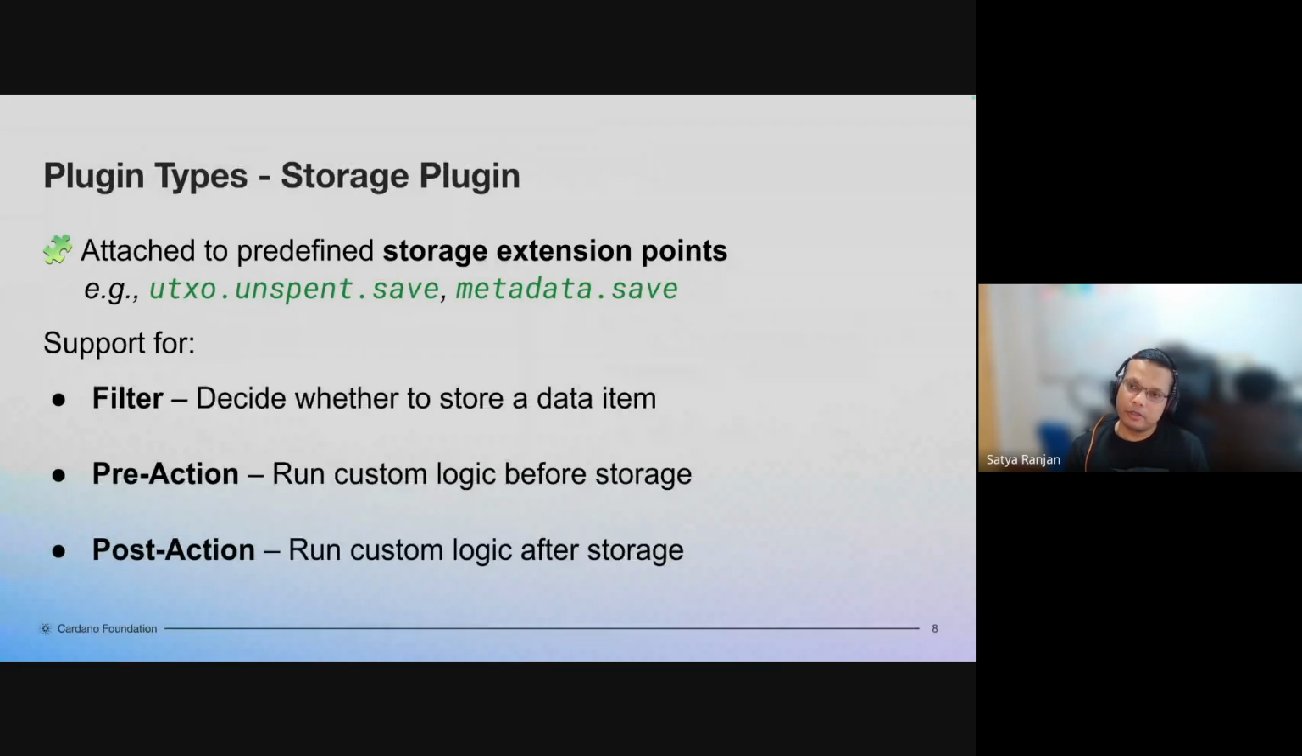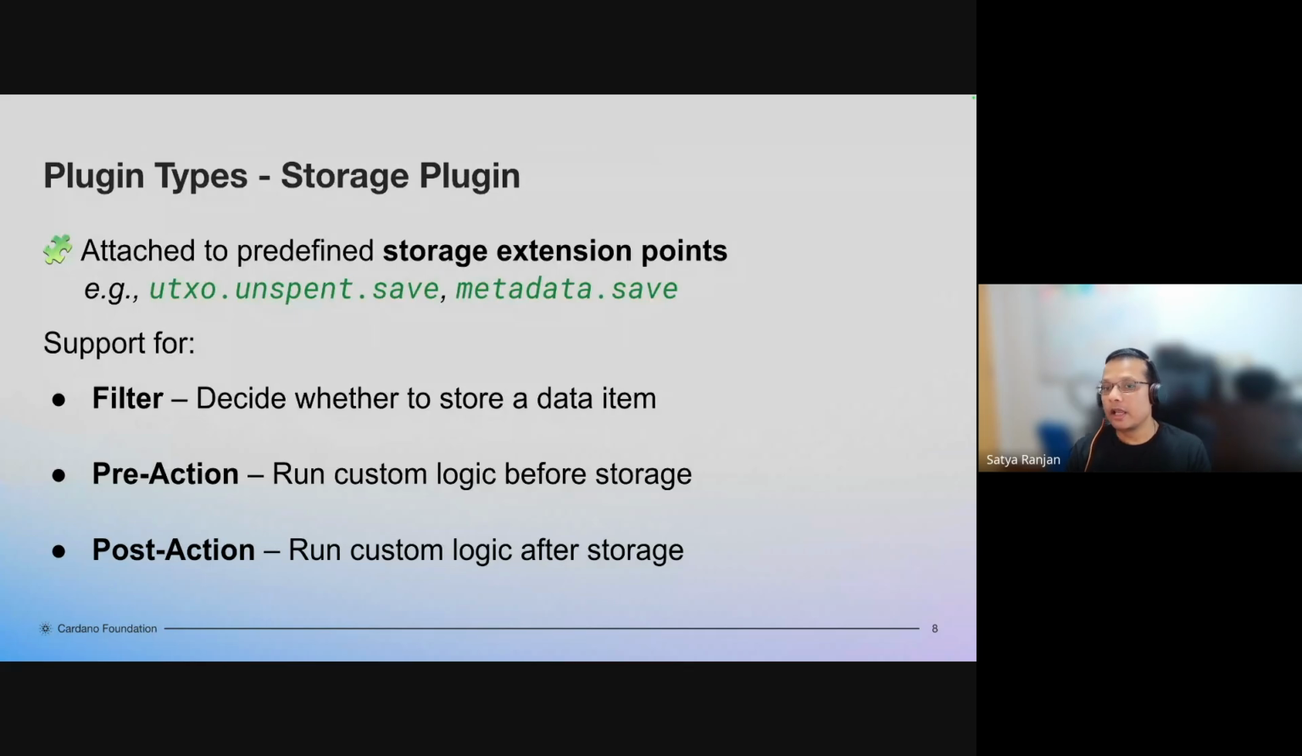So what are the different kinds of plugins supported in the current version? Because this is the very first version of the plugin framework, these are the plugin types currently supported. So there is a storage plugin, where there are 3 types of storage plugin: filter, pre-action, and post-action. Each storage plugin is attached to some predefined storage extension point. And these are documented in the Yaci Store documentation site.